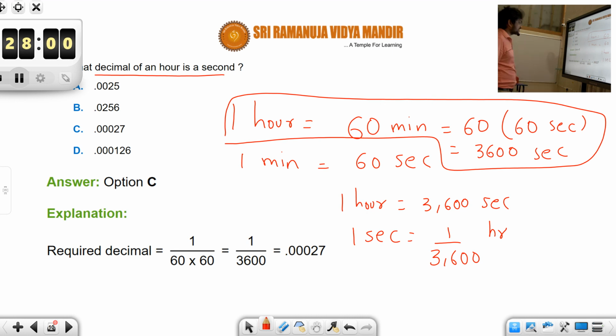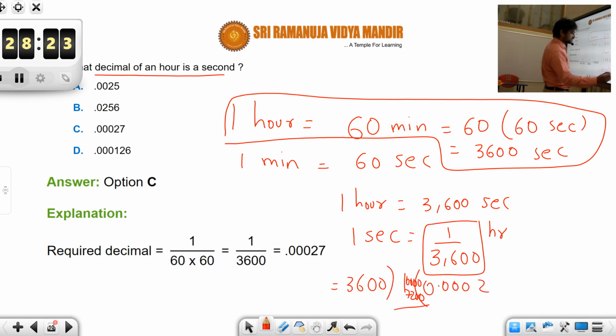Okay, the same thing, try to express it in decimals. If you divide 1 by 3600, you will be getting something like 0.0002777. Just do the division using your long division method, and you will end up with option C. Okay students, here the main idea is this conversion.